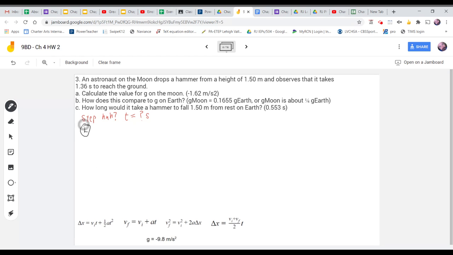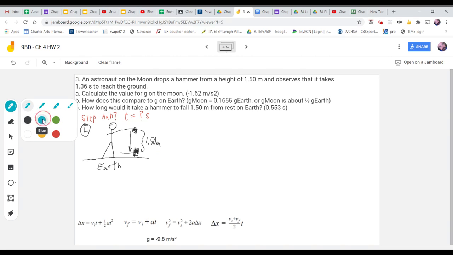Step 1, here's our sketch. Whoop, terrible. Slightly better. So here's the ground, and let me just be clear, this is the ground on Earth. So now our astronaut is back on Earth, not being an astronaut anymore, just being a regular human being. And the astronaut is going to drop a hammer down to the surface. But this time the astronaut is doing it on Earth. This is still 1.50 meters. So again, from here on out, it's just a regular kinematics problem.